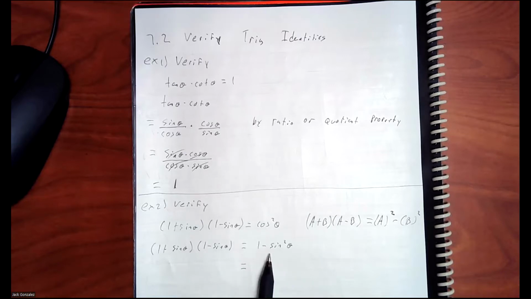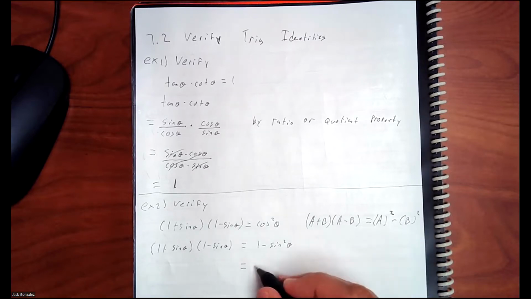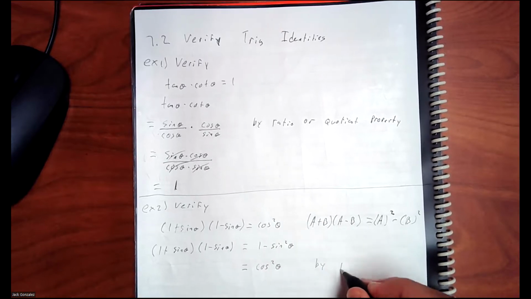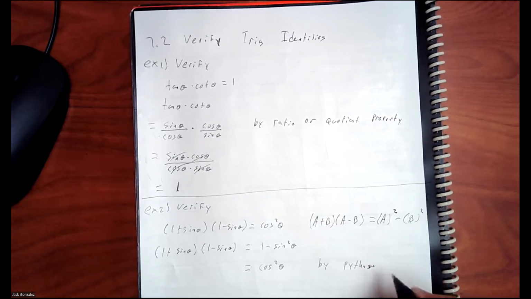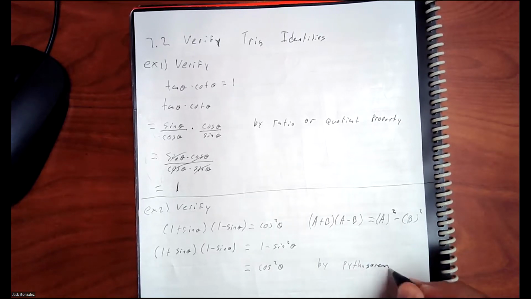Because right now we're going to use Pythagorean anyway, right? So because you see this is cosine, correct? Under the Pythagorean formulas, that's equal to cosine. Pythagorean. And that's what we wanted to show, that this is equal to that.